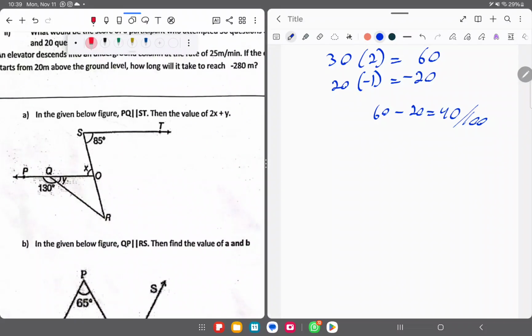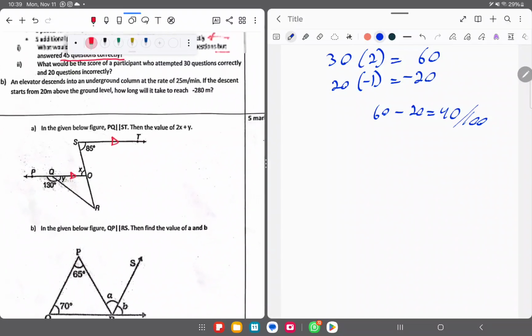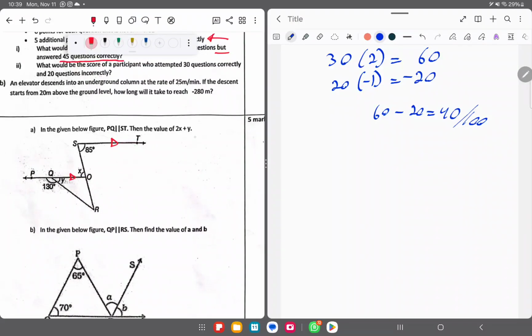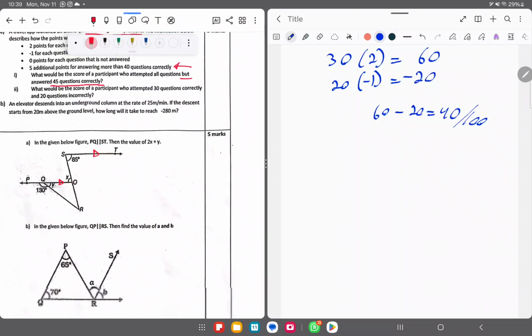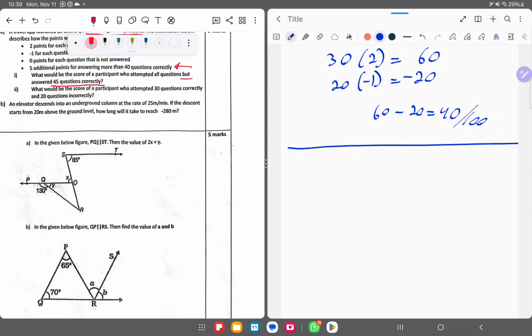Over here, they're telling you, in the given figure, PQ is parallel to ST. So these two are parallel. This one is parallel and this one is parallel. Then the value of 2... the English must be fixed here. Like, find the value of 2x plus y, or find the value of x, or find the value of y, or anything, but the English needs to be fixed. I'm not supposed to guess what the teacher is trying to ask. I'm going to get x and y.